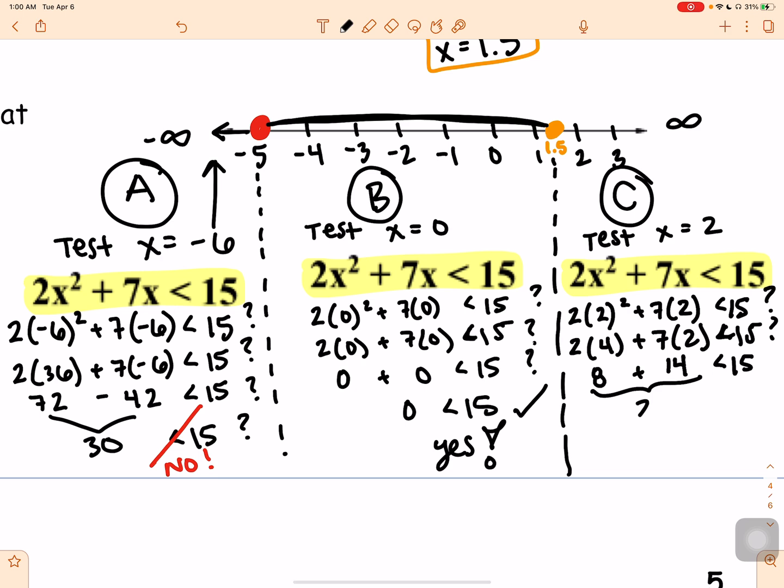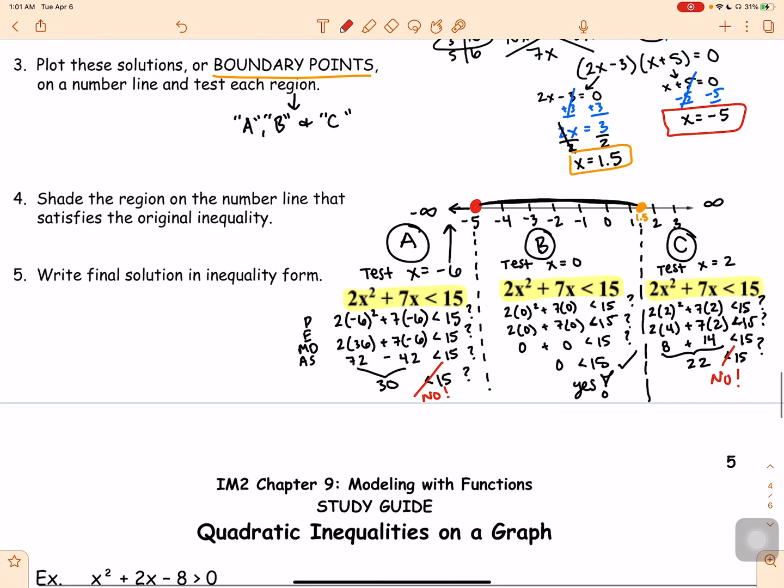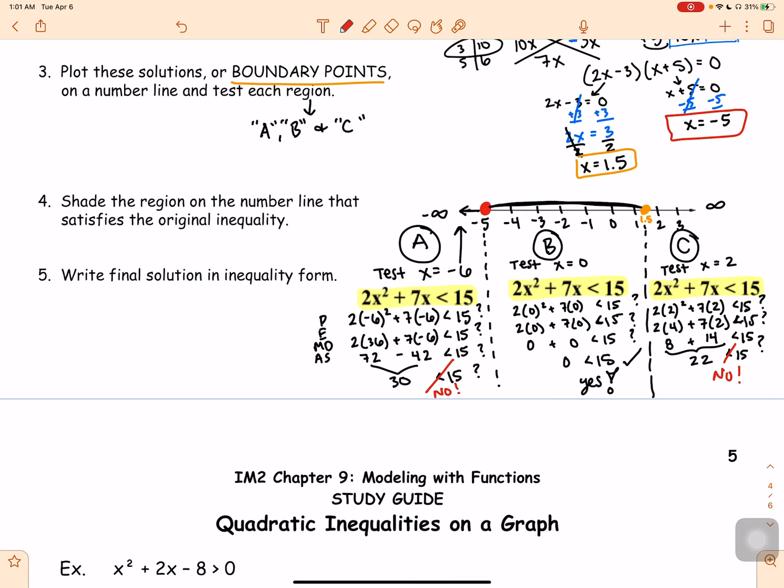8 plus 14 is 22, less than 15. Is that true? No. Right? 22 is not less than 15. Not true. Okay? So I know it's not going to be this side. It will be in the middle, and it's not going to be this side. All right? So now I can actually write an inequality statement. That's the whole point, that's the process to get to this point, right?